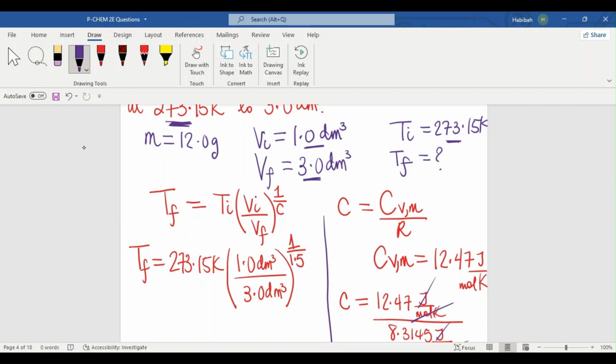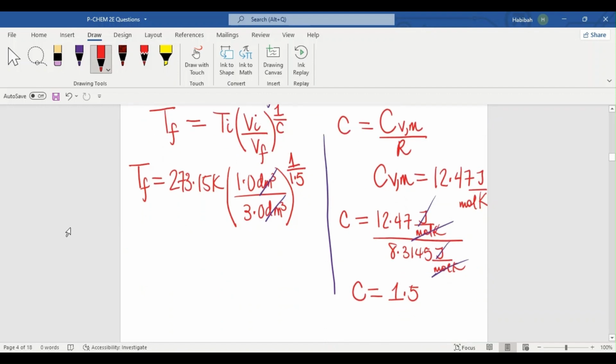So next, since we have similar volume units, all we have to do is just basically cancel out the volume. So we cancel out dm cubed and dm cubed. So what you end up with is just rewriting the information with the units cancelled. We have T final equals 273.15 Kelvin times 1 over 3 raised to the power of 1 over 1.5. So that's basically what you do. So 1 over 1.5 is the same thing as saying raised to the power of 2 over 3.